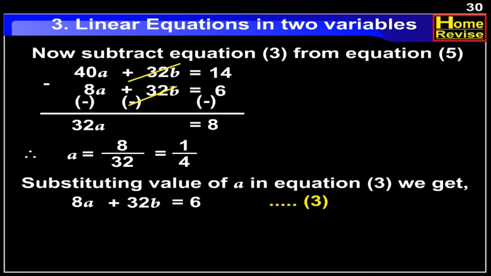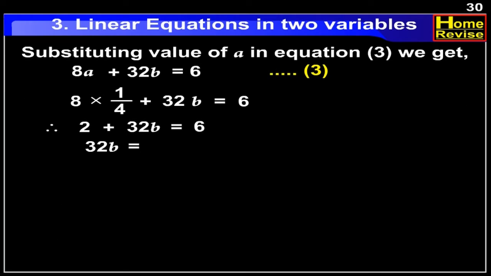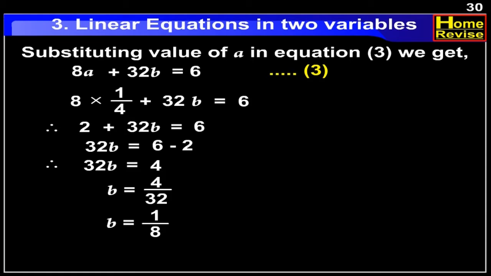Substituting the value of a in equation 3, we get 8 into 1 upon 4 plus 32b is equal to 6. Therefore, 2 plus 32b is equal to 6. 32b is equal to 6 minus 2. Therefore, 32b is equal to 4. b is equal to 4 upon 32, which is equal to 1 upon 8. Therefore, a is equal to 1 upon 4 and b is equal to 1 upon 8.